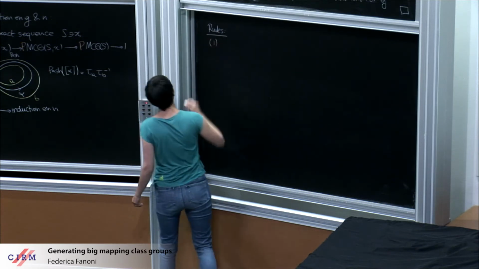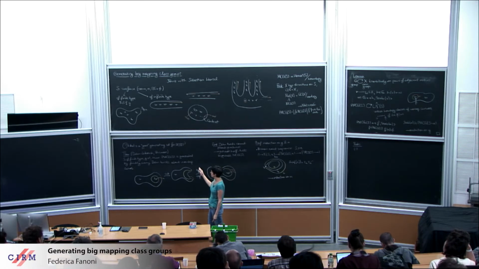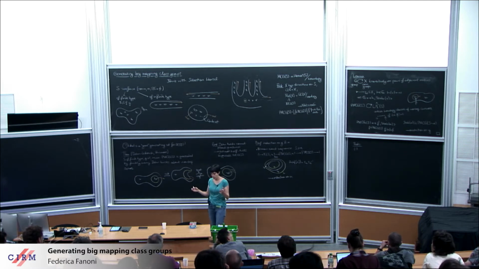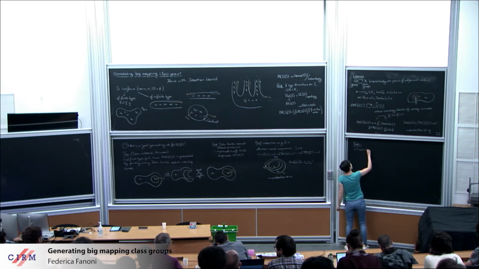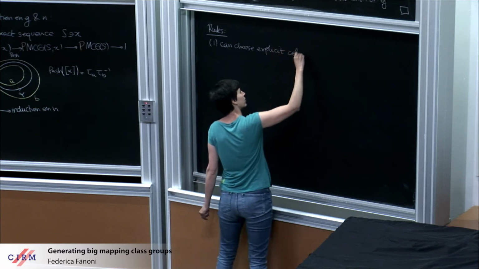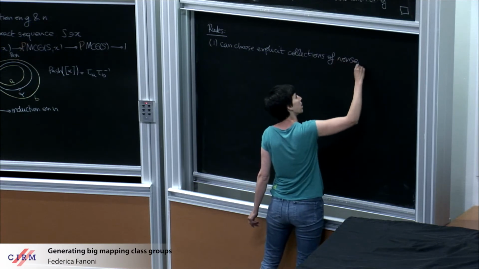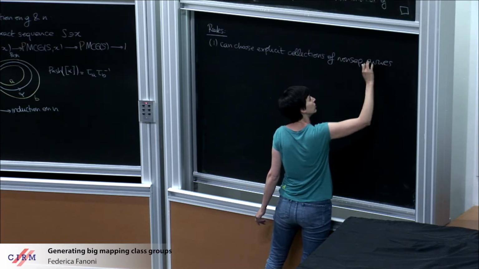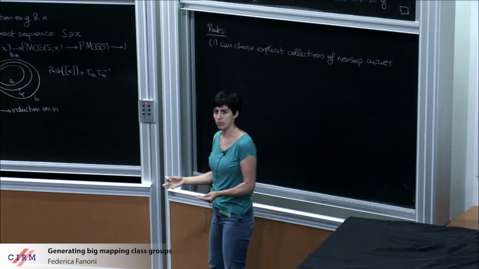So the first one is that not only can I generate the pure mapping class group by finitely many Dehn twists about non-separating curves, but I can even choose my curves. I know I have nice sets of curves that I can choose. I can choose some explicit collections of non-separating curves. So I really know a generating set for my group.